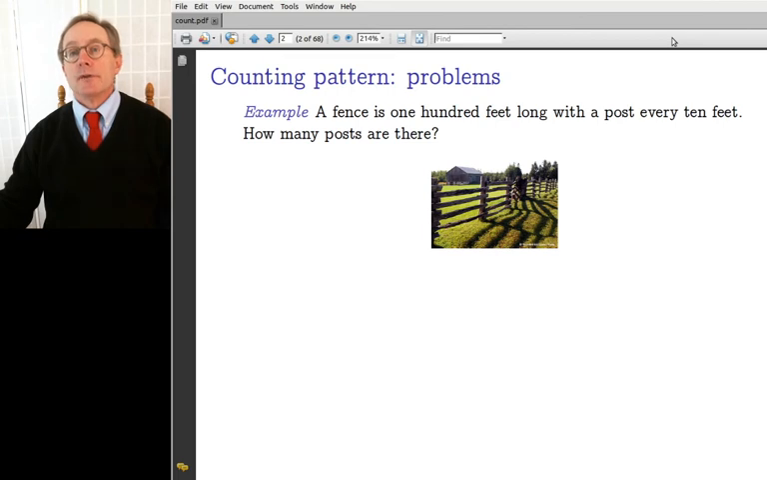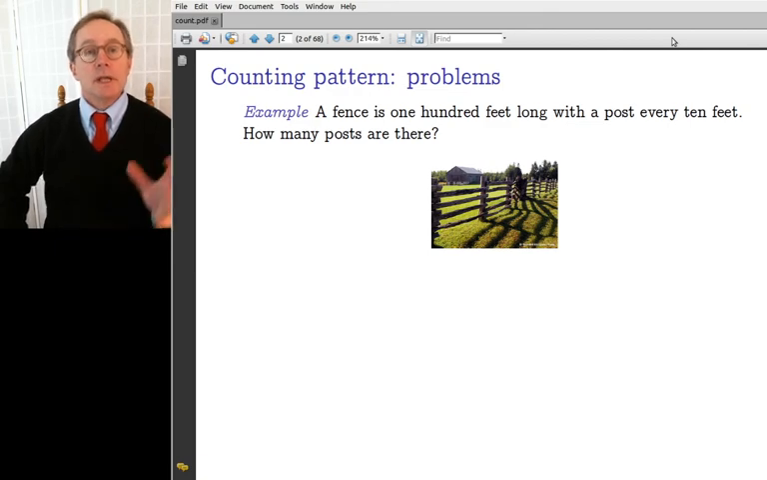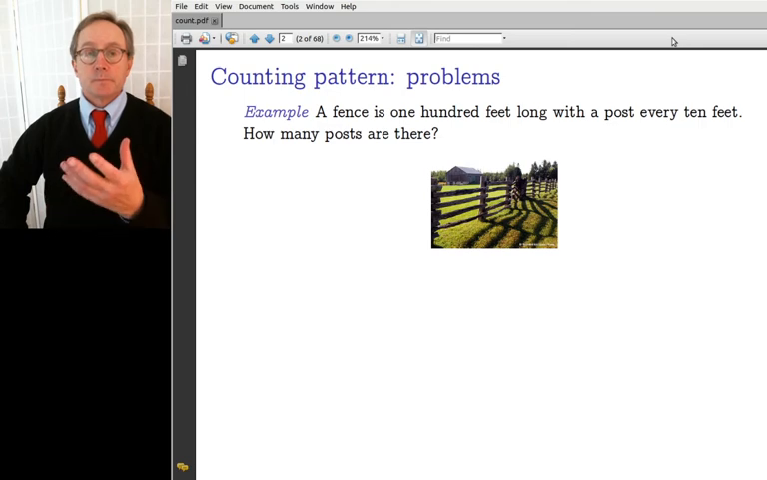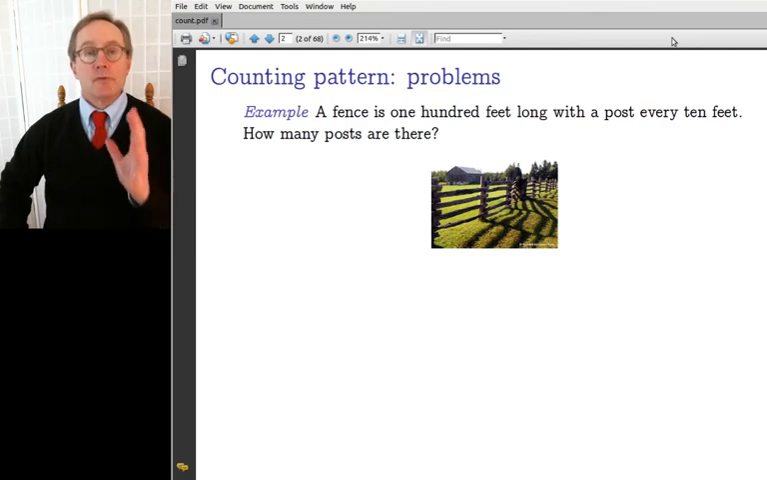So the first is a fence is 100 feet long with a post every 10 feet, and how many posts are there? And it's very easy to imagine a person saying to themselves, okay, 100 feet, 10 per, I'm looking at 10 posts, and the answer is wrong. Imagine that instead the fence was 10 feet long, and it has a post every 10 feet. How many posts? Well, of course, clearly there's two. So that's to say you've got an off by one error, and off by one errors are very, very easy.